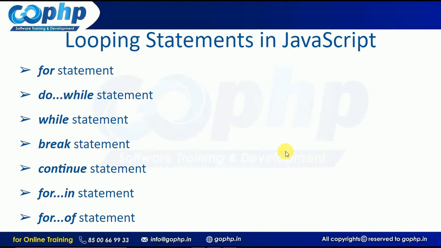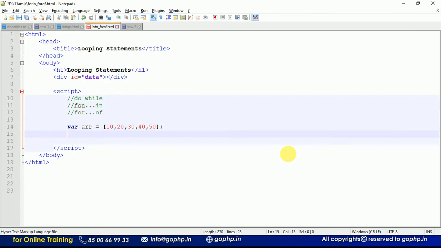Hello everyone. In this session we are going to discuss do while, for in and for of statements. Previously we discussed for loop, while loop, and break and continue statements, and we saw some examples on the same. Let us discuss do while, for in and for of statements in this session. So let us start.